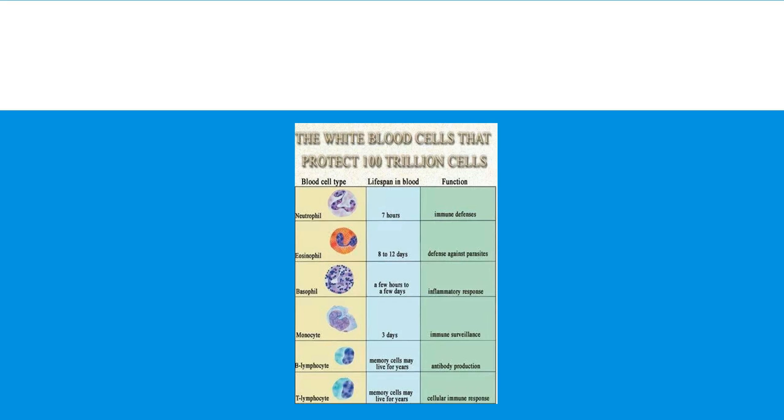So here are your white blood cell counts. You've got the neutrophils, which are for your immune defenses; eosinophils, which defend you against parasites; basophils, which are the inflammatory response; monocytes, which are the immune surveillance; B lymphocytes, which make the antibodies; and T lymphocytes, which are the cellular immune response. So again, it's really about understanding what each blood cell type does and its function.